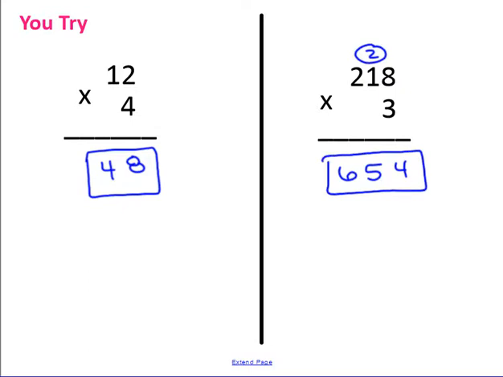All right, if you're not done, go ahead and hit pause. So let's review. 12 times 4 is 48. 4 times 2 is 8. 4 times 1 is 4.